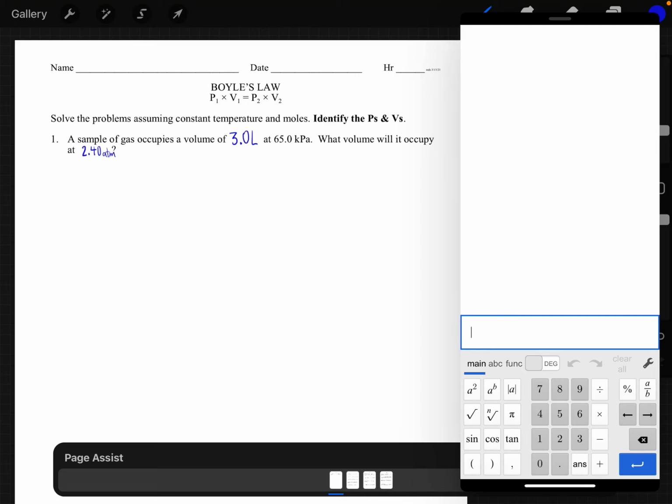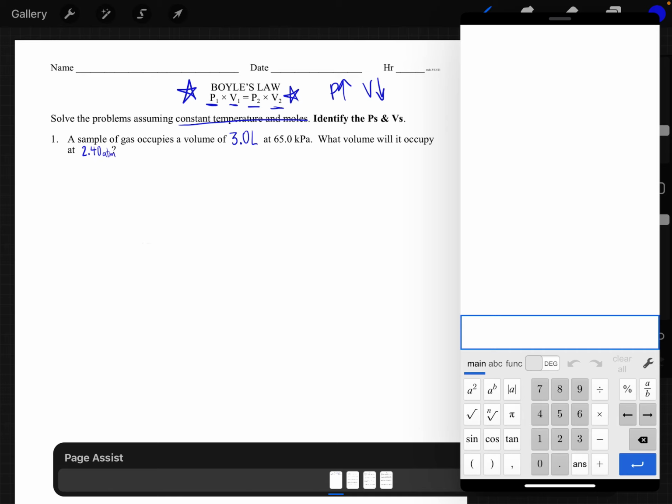Okay, this video is about Boyle's law. Here's the equation for Boyle's law. And Boyle's law assumes that we have a constant temperature and moles, and that we're only dealing really with our pressures and our volumes. Essentially, Boyle's law states that as you increase your pressure, your volume decreases, and vice versa.